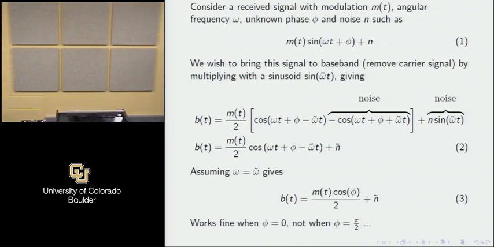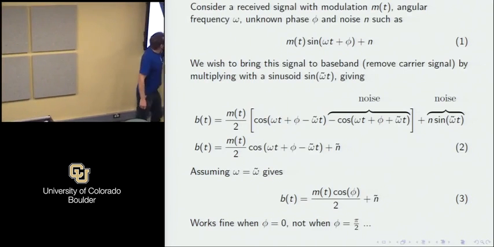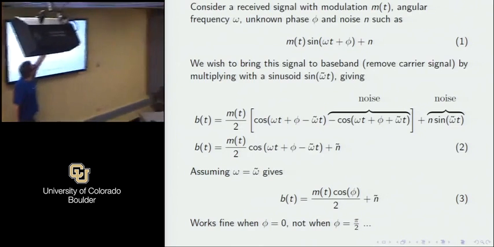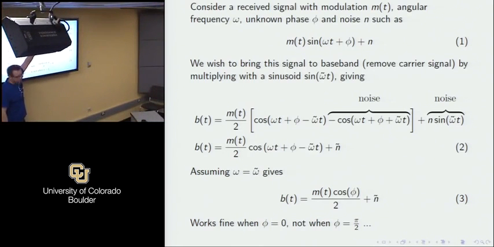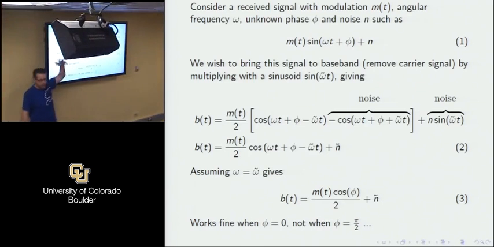So let's see what happens. We'll multiply it with another sinusoid. I put a wiggle on the omega just because it's an estimate. We don't know exactly what it is. It's a guess, basically. And this is what we end up with. If I had a whiteboard, I could have done it that way, but I would never have remembered the rules for the sine and cosine multiplication. But we end up with this.